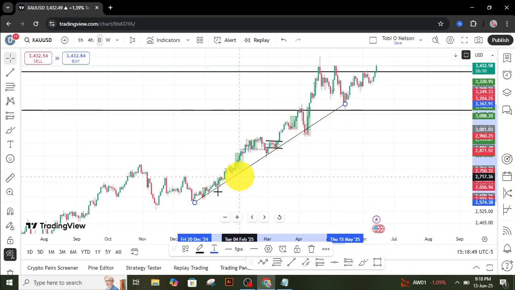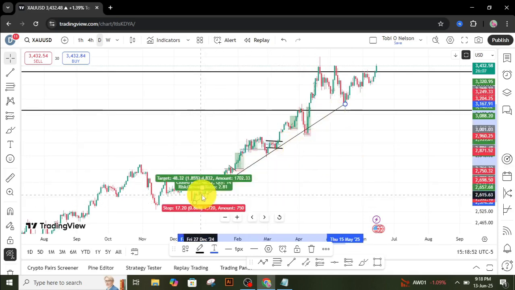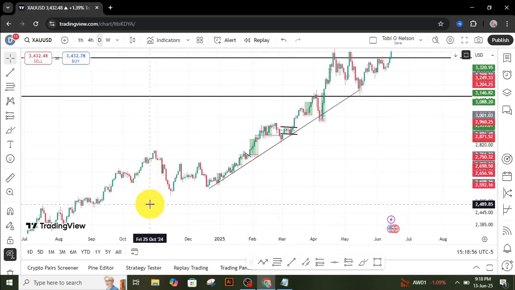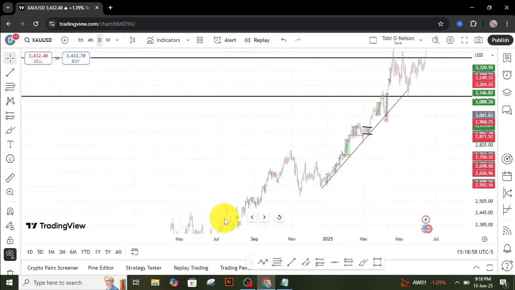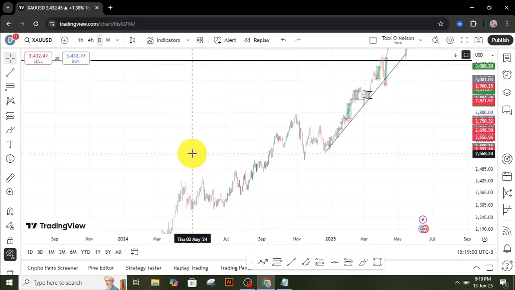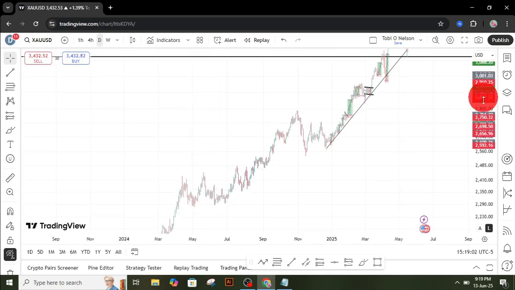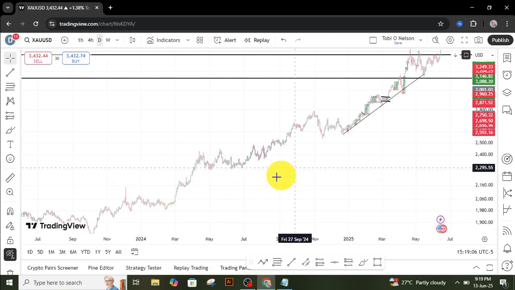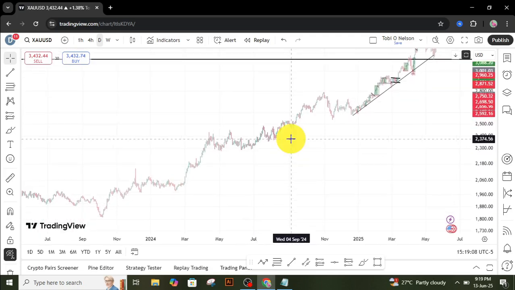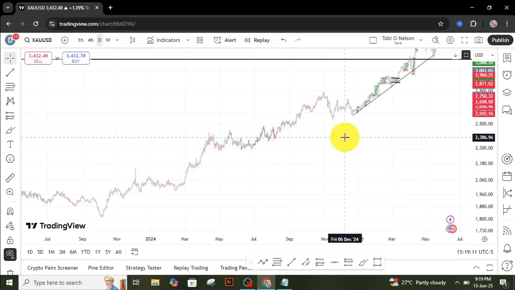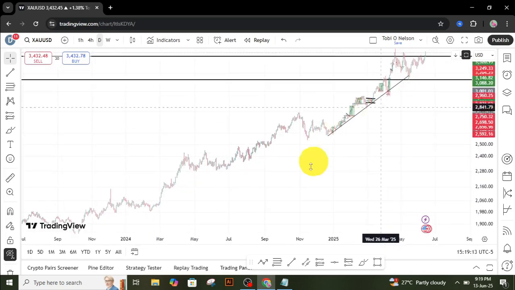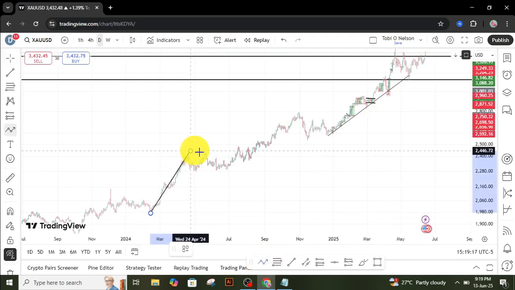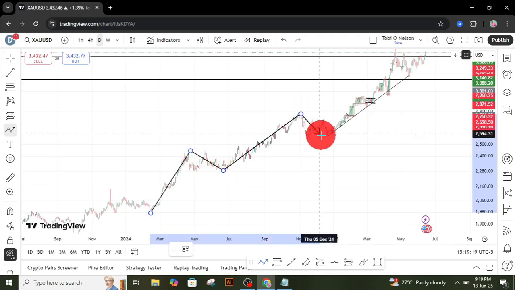So how do I identify this, and how should you look at the market so that you can identify this? The first thing you need to do, like I said, is come to higher time frame and see how the market is structured. In this case, you see the market has been making higher highs, higher lows. So let me draw this. Start from here: higher highs, higher lows, higher highs, higher lows.